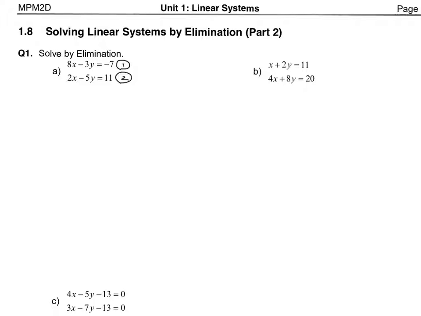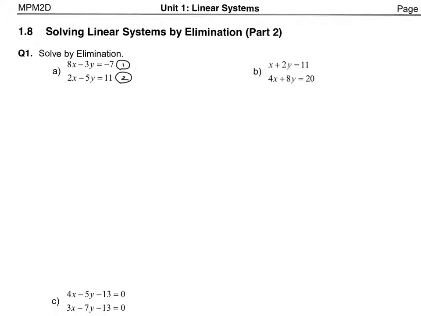Similarly, if I look at the y's, I have a minus 3y and a minus 5y. Not the same, not opposites. So our task will be to make them the same. And how we do that is we're going to take one of the equations and multiply it by a constant. And when we do that, we get the exact same line. It's just a multiple.